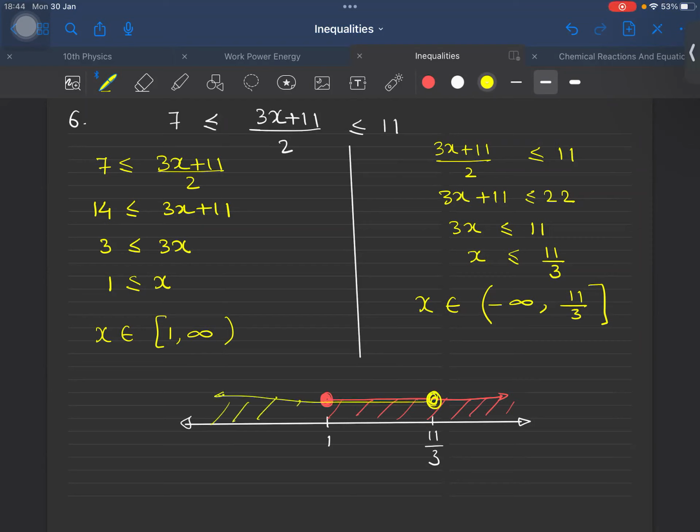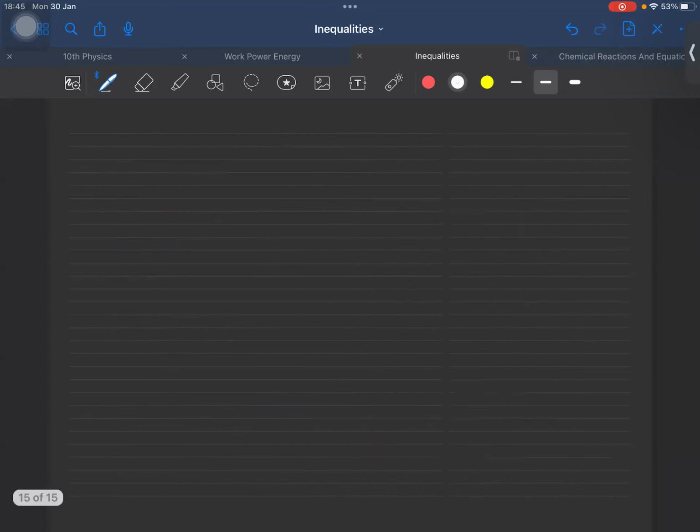So which is the common part we are getting? The common part is x belongs to [1, 11/3], both with closed bracket. That means we are including the value of 1 as well as 11/3. Same question is from 7 to 10. That means from 1 to 10, all questions are similar, and similarly, you can represent that on the number line. That's what question number 7 to 10 says, to represent it on the number line.